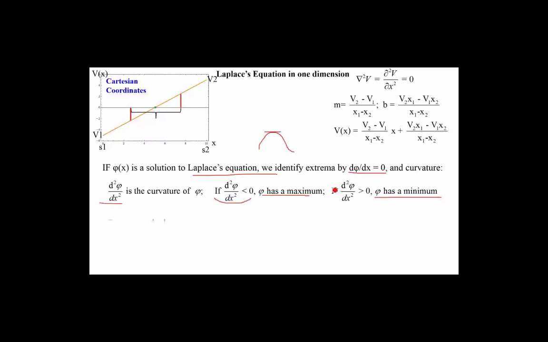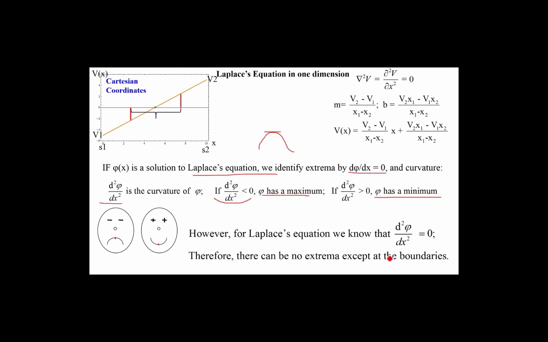And the way I remember that are these funny little figures, that if you have a negative second derivative, you have a maximum, so that's this point right here. If you have positive second derivative, you have a minimum, which is this point here. The smiley face and the frowny face tell you which is which. For Laplace's equation, we know that that derivative is equal to 0. So therefore, there are no extrema except at the boundaries. So that's the conclusion we come to.